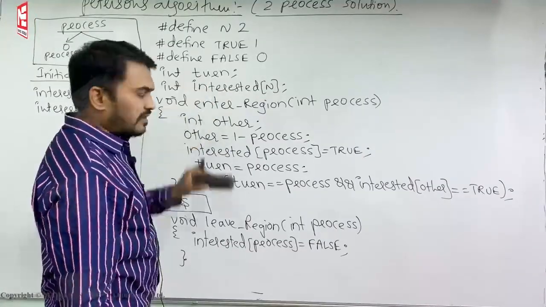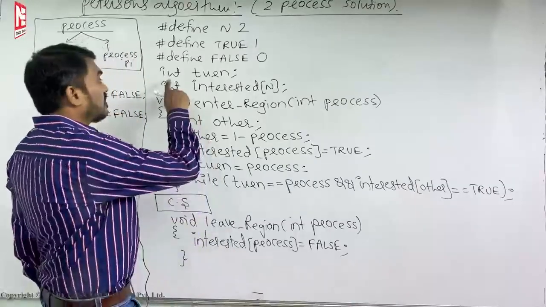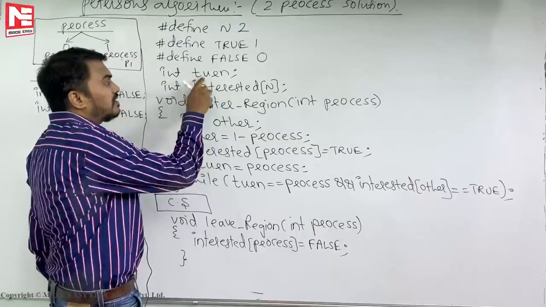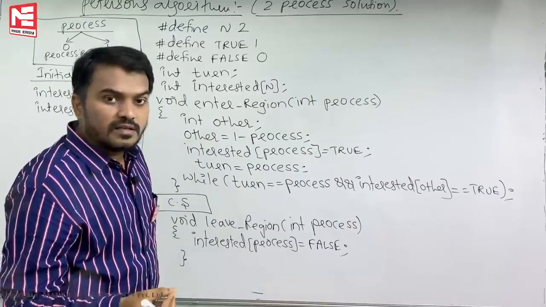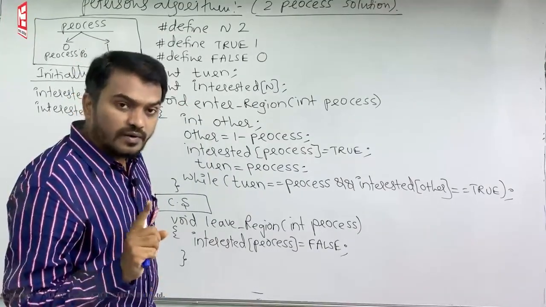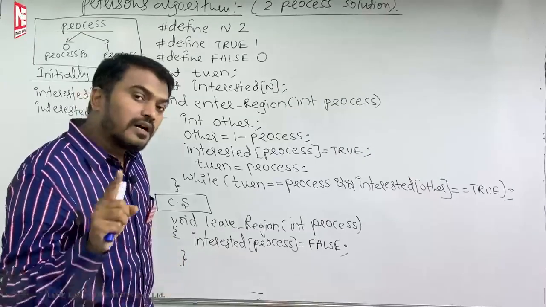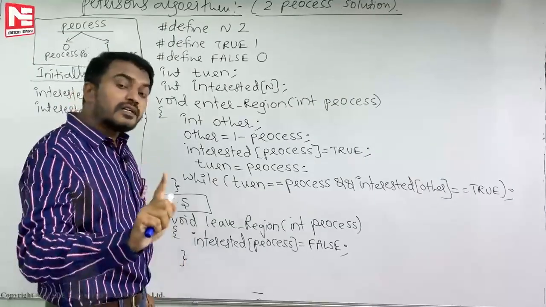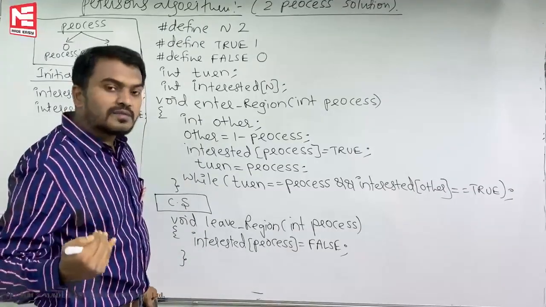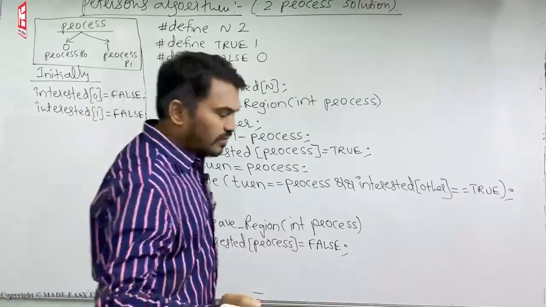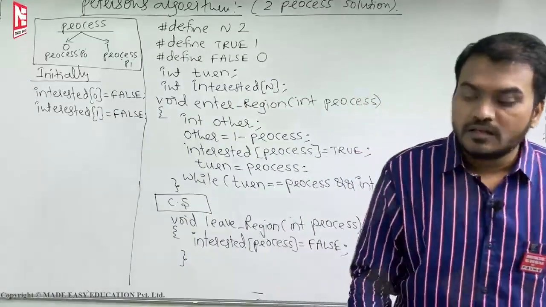Next, int turn. Look here, int turn is declared at the top. Turn is a shared variable used by both the processes P0 and P1. There is only one variable for both of them. Make a note of this, note it down properly.